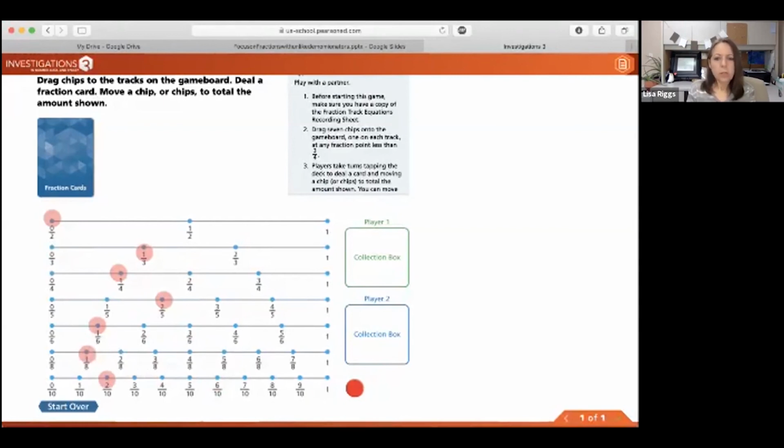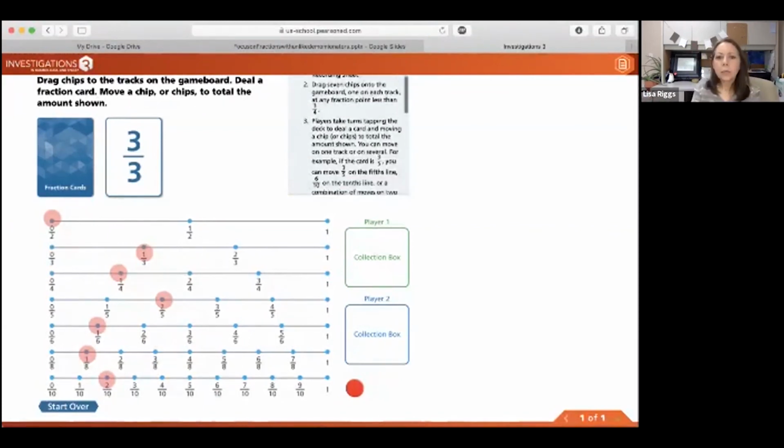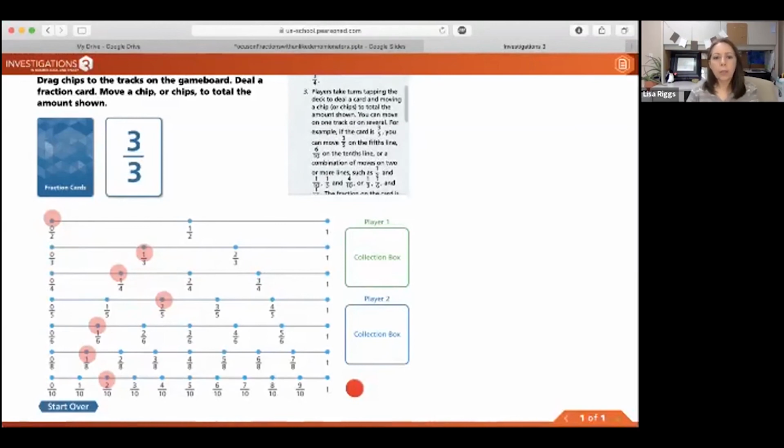And we'll do a few. So when you take turns and you flip a card over, we have 3/3, which is the same as 1 whole. So what might we do? As it says in the examples, you don't have to use it on just one line. We could split that up and use it in multiple lines if we wanted to.